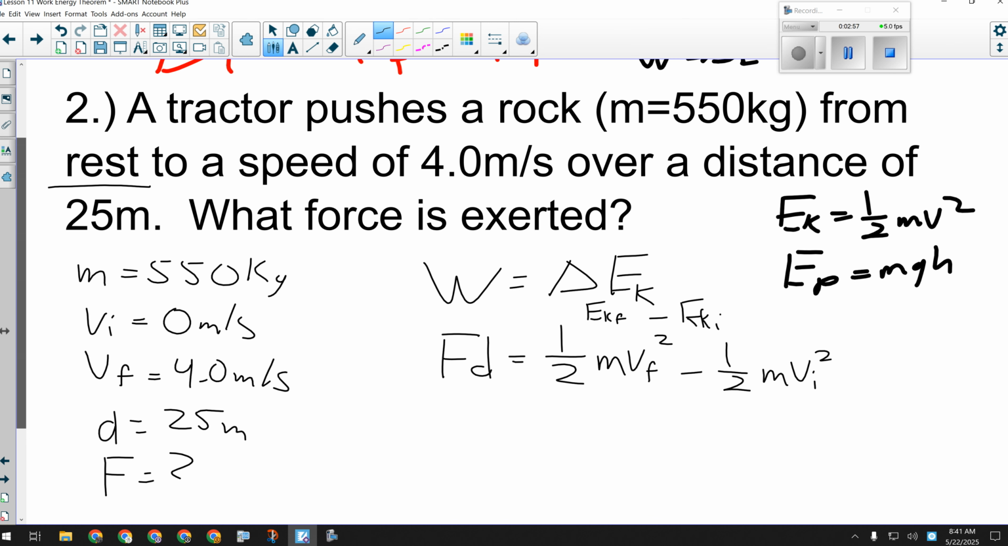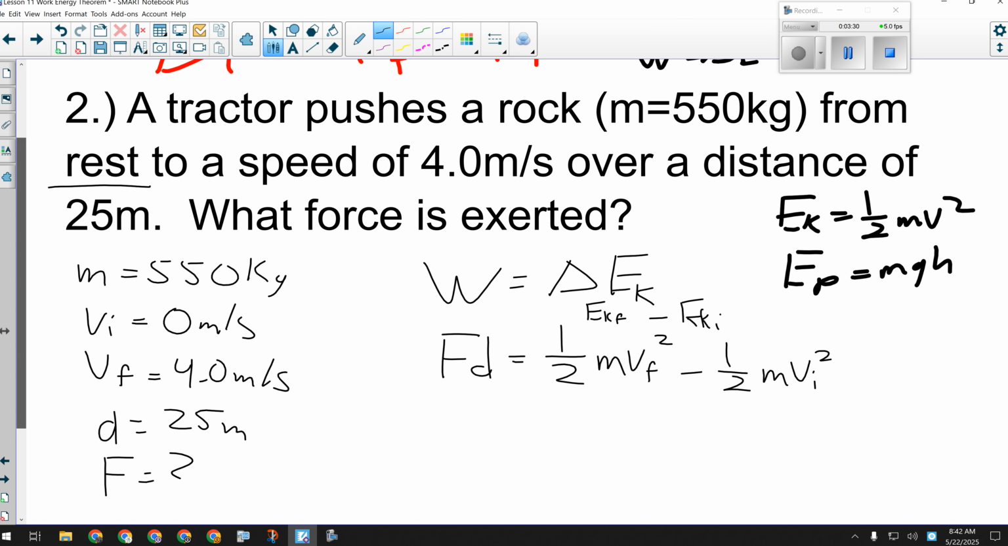So I've written the same thing almost 3 different ways here. I've written work is delta EK, and then I wrote underneath that delta EK means final minus initial, because delta always means final minus initial. And then I expanded it out to include all the formulas. I put in force times distance for work, and I put in 1/2 mvf squared, that's how we calculate kinetic energy, minus the other kinetic energy. I've just written the same thing 3 times. Everybody with me so far?